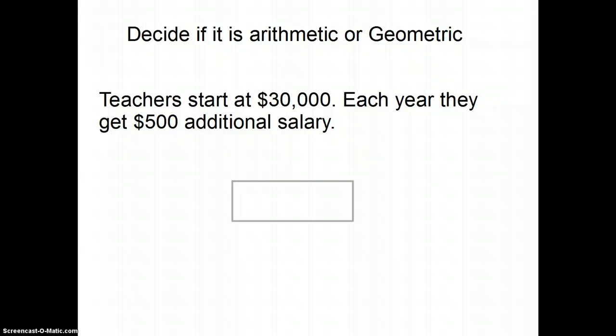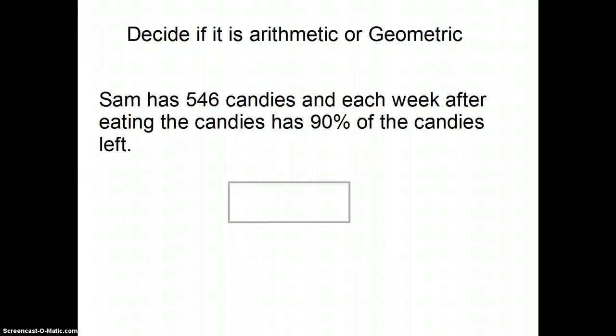Teachers start at $30,000 each year, and they get 500 additional salary. Well, additional, they're adding 500 every year, so this is arithmetic.